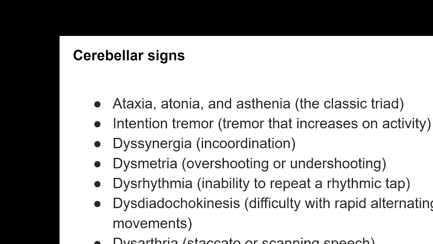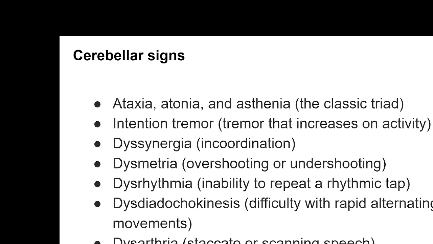Then the next part of the clinical examination of a neurological patient is to identify the cerebellar signs. Cerebellar signs are a group of symptoms or signs which are seen in patients with the involvement of the extrapyramidal tract or cerebellar pathology, or these are also often named as extrapyramidal signs. Many times cerebellar or extrapyramidal signs are ataxia, atonia, asthenia. These are also called a classic triad of cerebellar signs.